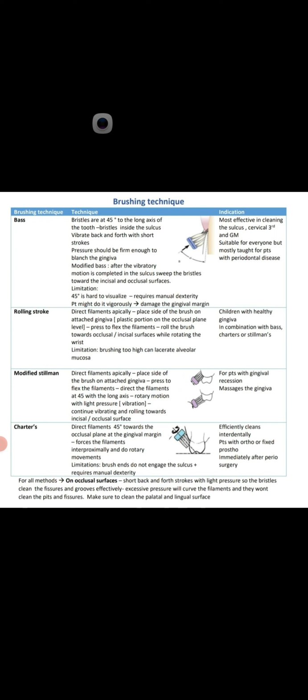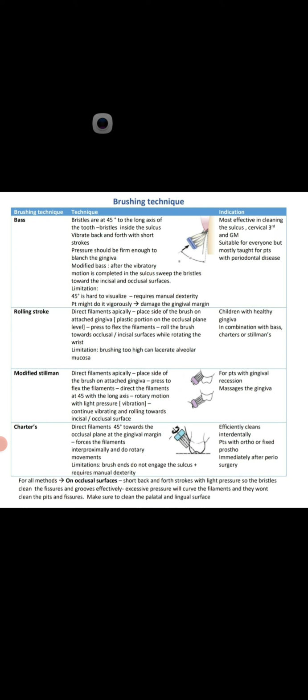Now, what are the limitations? A 45 degree angle is hard to visualize and requires manual dexterity. Patients might do it vigorously and damage the gingival margin. Now come to the indication. It's most effective in cleaning the sulcus, cervical third, and gingival margin. Meaning for cleaning of the gingival sulcus and cervical one third up to the gingival margin, we use the Bass method.